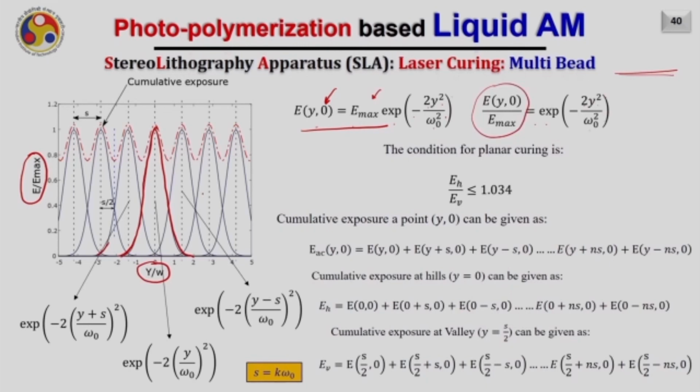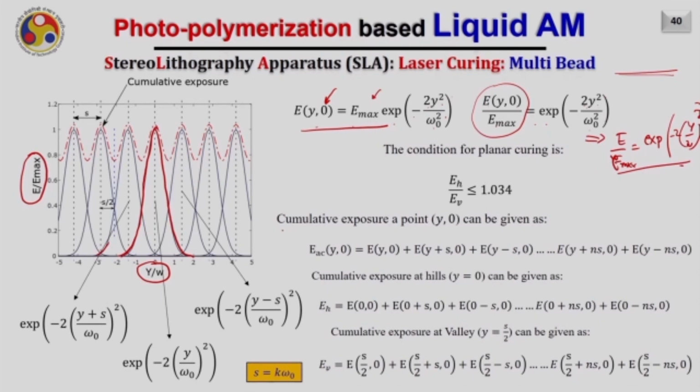So this curve you are seeing here is between E by Emax and y by omega. I can write it like this: E by Emax equals exponential minus 2 (y by omega) whole square, right? So this is what you are seeing. This is the curve plotted here.